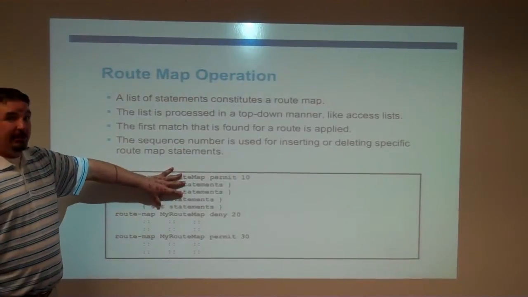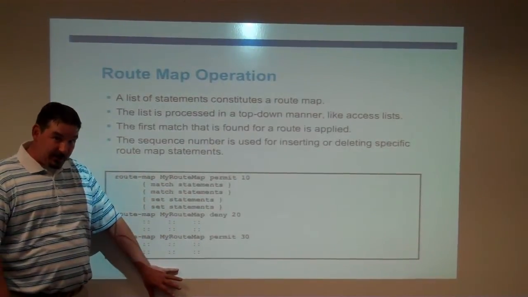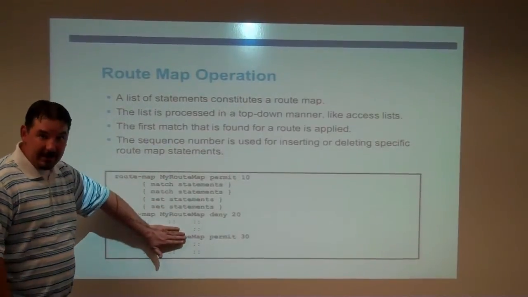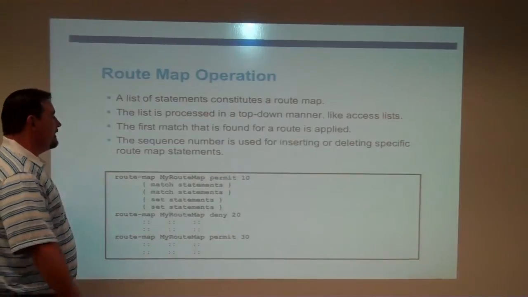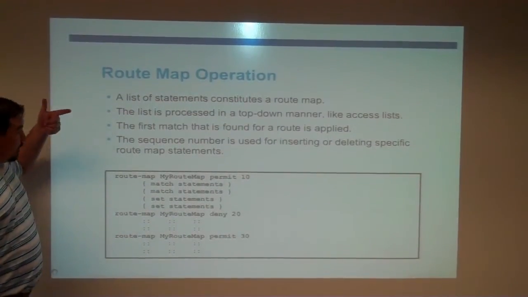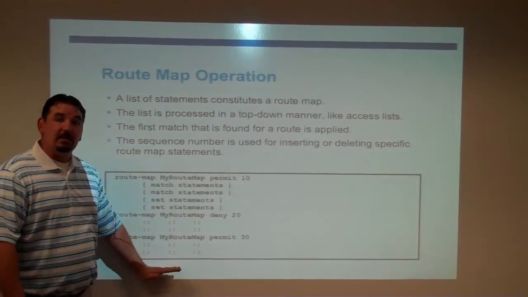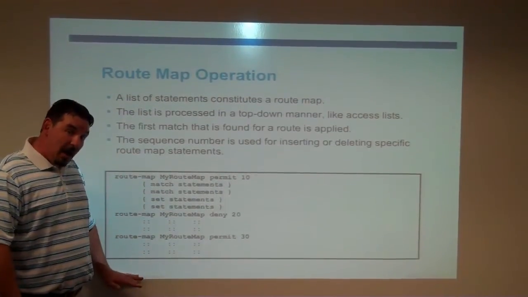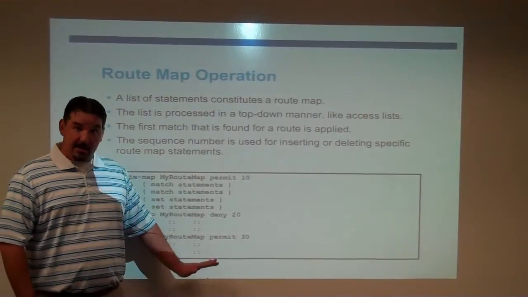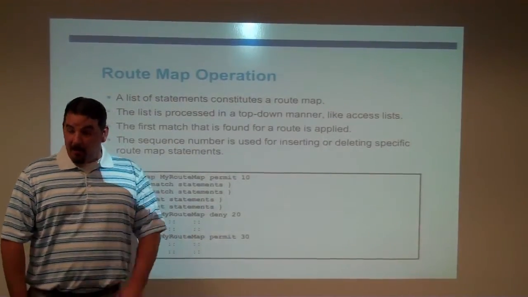But I would stop checking the rest of the route map. No need to check the rest of it because I've already matched a statement. If it doesn't match that statement, on to the next statement in the route map. Okay? The sequence number is used for inserting or deleting specific information. We mentioned the idea of an access list having an implicit deny all. Route maps are very, very similar to that. If you do not permit it in a route map, it is going to be denied by default.